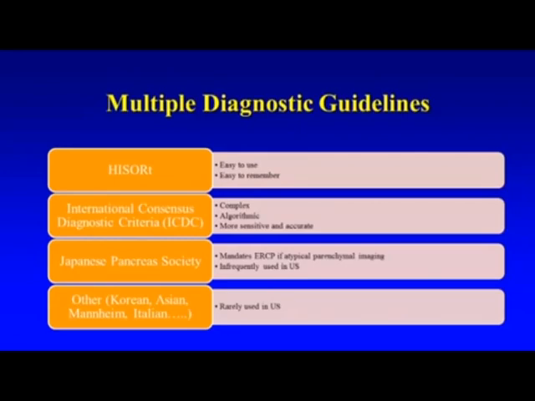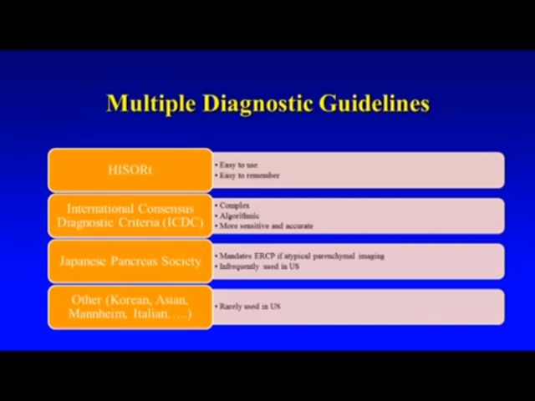There have been multiple diagnostic guidelines that have been proposed to aid in the diagnosis of autoimmune pancreatitis. Most commonly used nowadays are the HISORt criteria and the ICDC, or International Consensus Diagnostic Criteria. The HISORt has advantages of being very easy to remember and easy to use, and I'm going to focus on these today. However, the ICDC are more sensitive, more accurate, and probably should be used for research purposes.